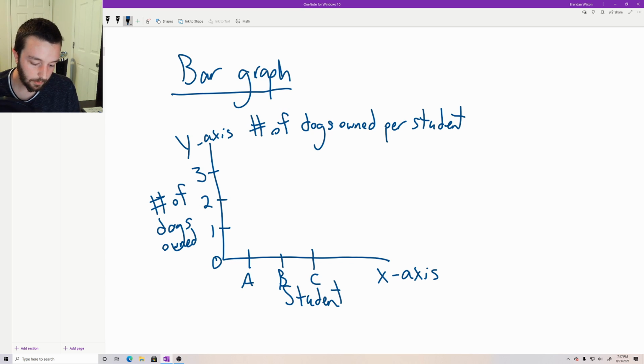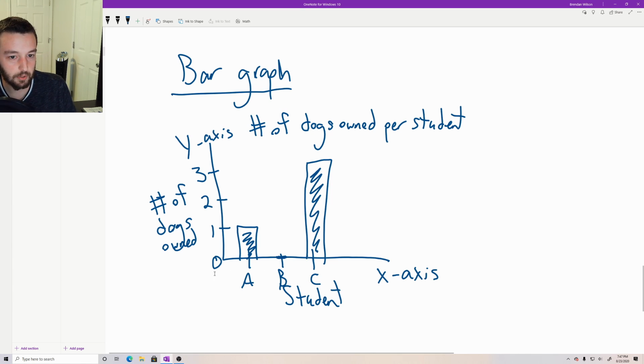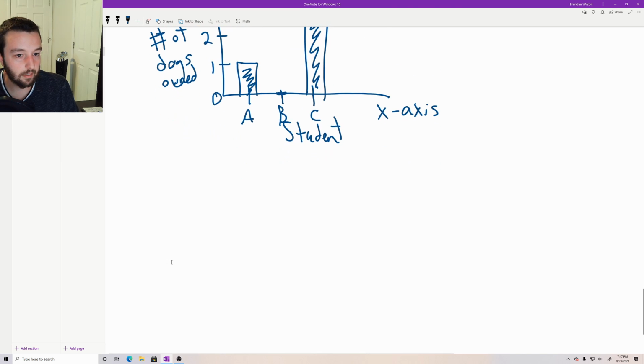Okay. So anyway, with the bar graph, we said last time student A had 1 dog, right? Student B has 0 dogs, so we just stay here. Student C has 3 dogs. So this is just another way of representing it. Before I was representing it as dots. This time I'm representing it with these bars. So we just draw the rectangle up to whatever the data point is. Okay. It's maybe not the most useful for this data set. We could just as easily do this with dots, but this is one way to do it.